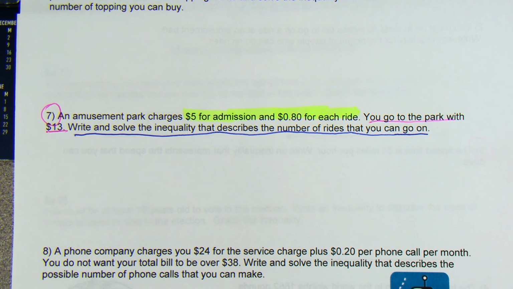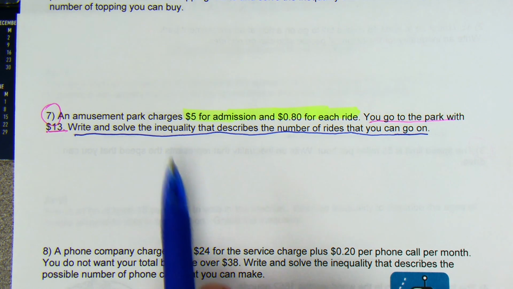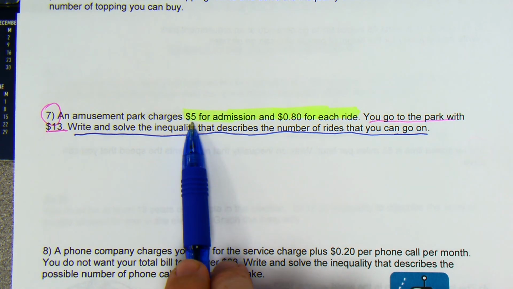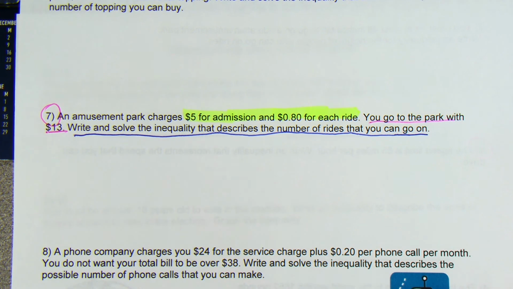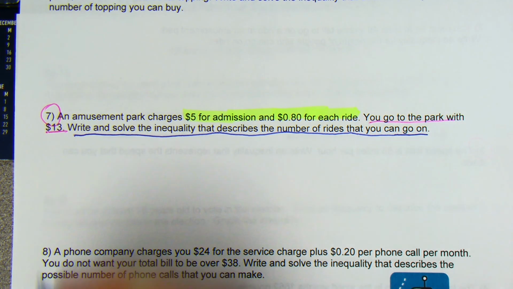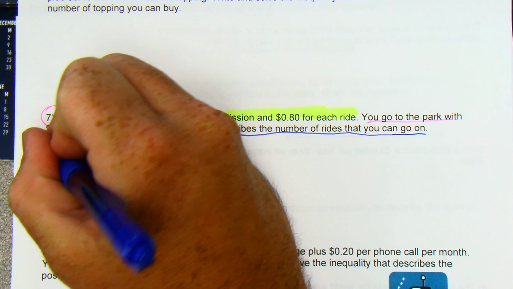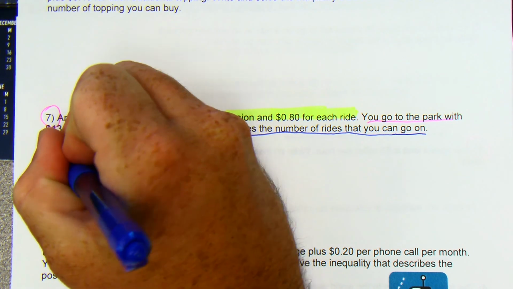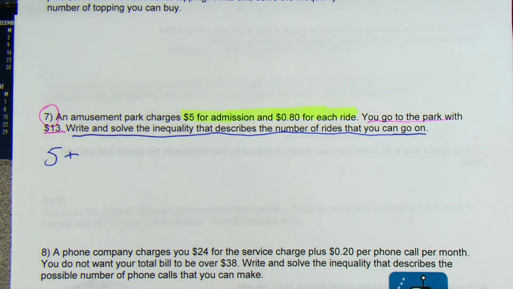I'm going to use blue for this. So we know that we have to pay $5 regardless, right? We know that we have to pay $5 to get into the park. So our first number is going to be 5. Then it's going to be plus however much we spend on rides.